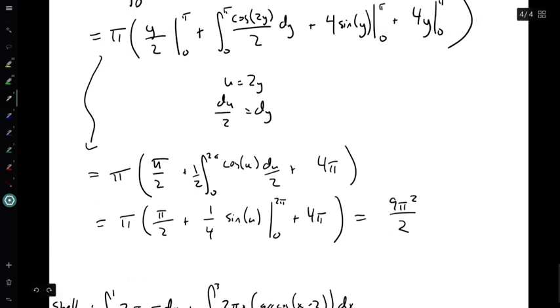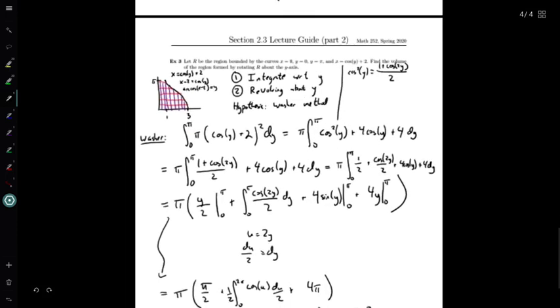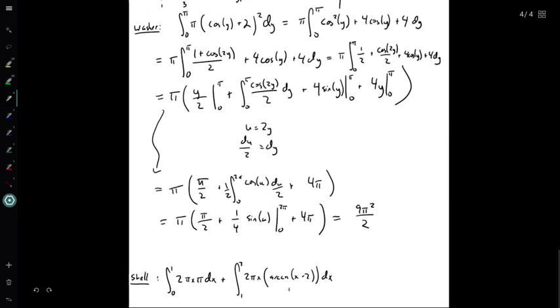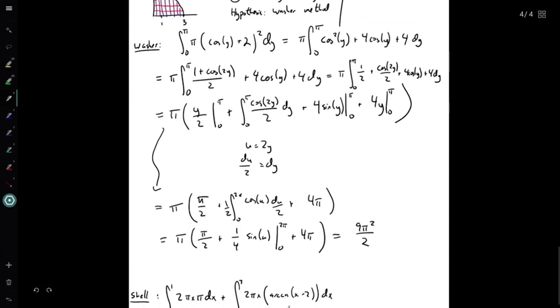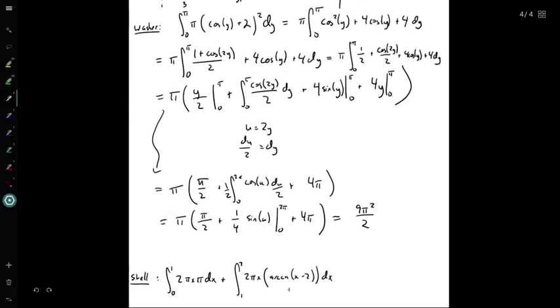Lovely. So we were able to use a little trick here in order to actually do this integral and compute the volume of this solid. While it seemed like the washer method was maybe going to cause us some problems at first, it turned out to be better than the shell method because we didn't have to integrate arc cosine.